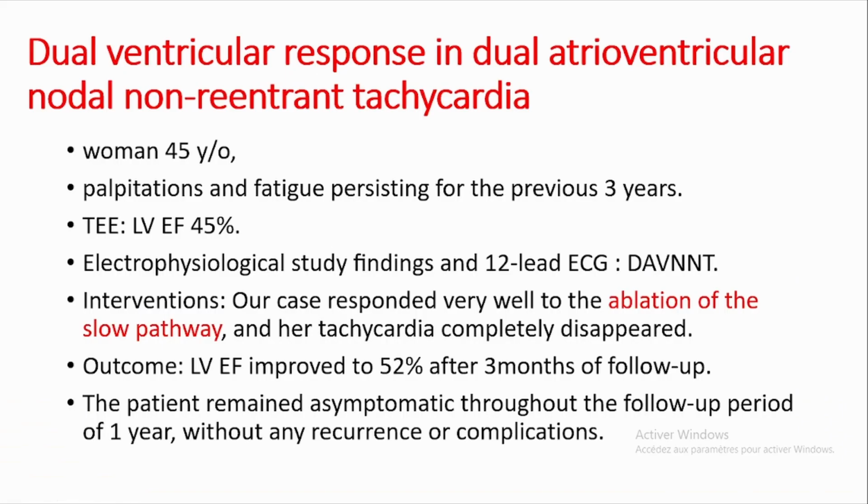Another case about dual ventricular response in dual atrioventricular nodal non-reentrant tachycardia. It concerned a 45-year-old woman who presented with palpitations and fatigue persisting for the previous 3 years. On echocardiography, the left ventricular ejection fraction was 45%. The ECG and electrophysiological study show dual atrioventricular nodal non-reentrant tachycardia. The patient was treated by ablation of the slow pathway with a good evolution.